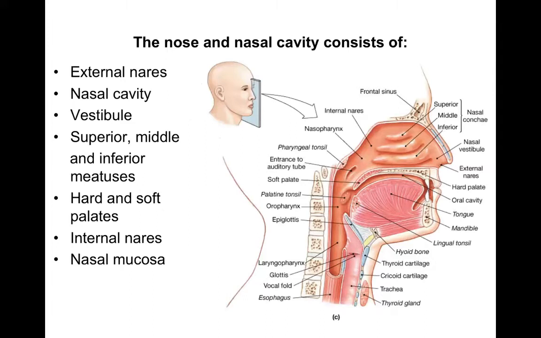So this shows you the starting point, which is the nose and the nasal cavity. Let's see if I can.